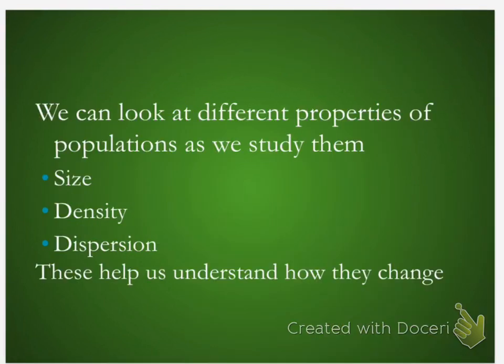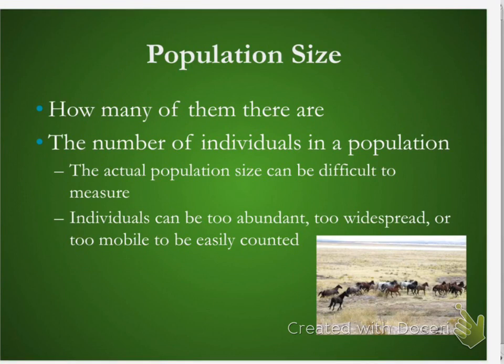But you knew that. So there are probably hundreds of things that biologists look at about populations, but we're going to start off talking about 3 of them: population size, density, and dispersion. Because looking at those 3 factors gives us a window into how populations change. So, population size is the thing that everybody thinks about when they talk about a population, and that's just how many individuals there are. The number of individuals in the population, honestly, can be really tough to measure.